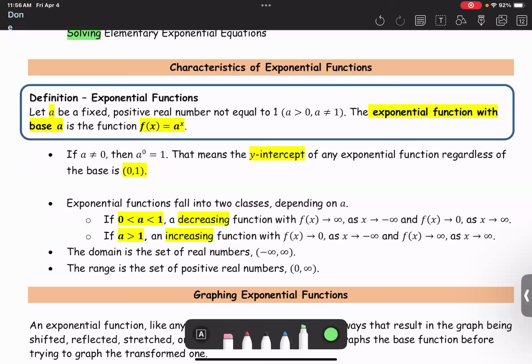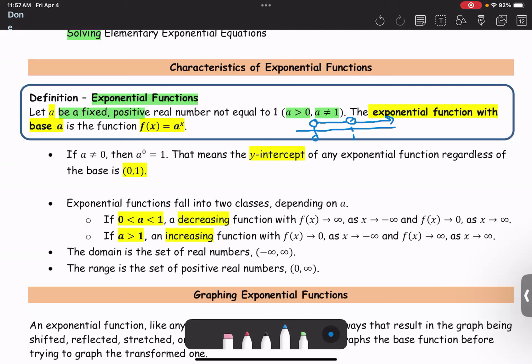By definition of the exponential function, first we're going to let a be a fixed positive real number not equal to the value 1, or in the notation, a is greater than 0, a not equal to 1. Based on the real number line, we start at 0, and then the value a starts at any value on the right side of 0, skips the value 1 and keeps going in the positive direction.